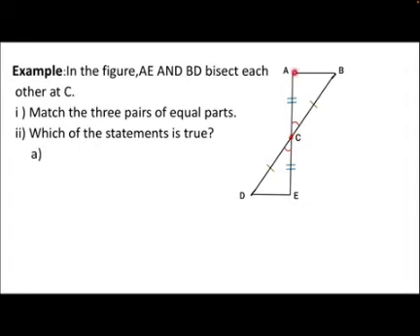Now the statement says that line segment AE and line segment BD bisect each other at C. Bisect means equal parts. Okay, so at C they bisect each other. So in the figure clearly it's given, when we say bisecting, equal parts, is it not? BC and DC are congruent to each other. Similarly, AC and EC are congruent to each other.